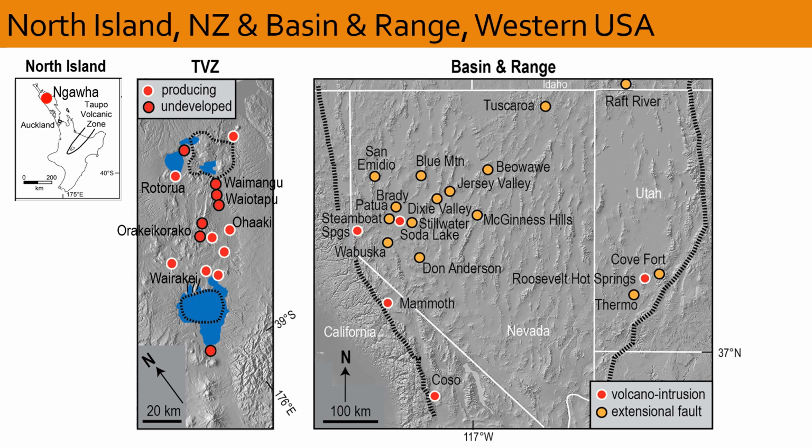So far, we have seen examples of surface thermal activities associated with geothermal resources occurring in the North Island of New Zealand, and the various fields are located in the two maps on the left. Now let's shift the focus to the Basin and Range province in the western USA and the occurrences of surface thermal activity in southwestern Utah.